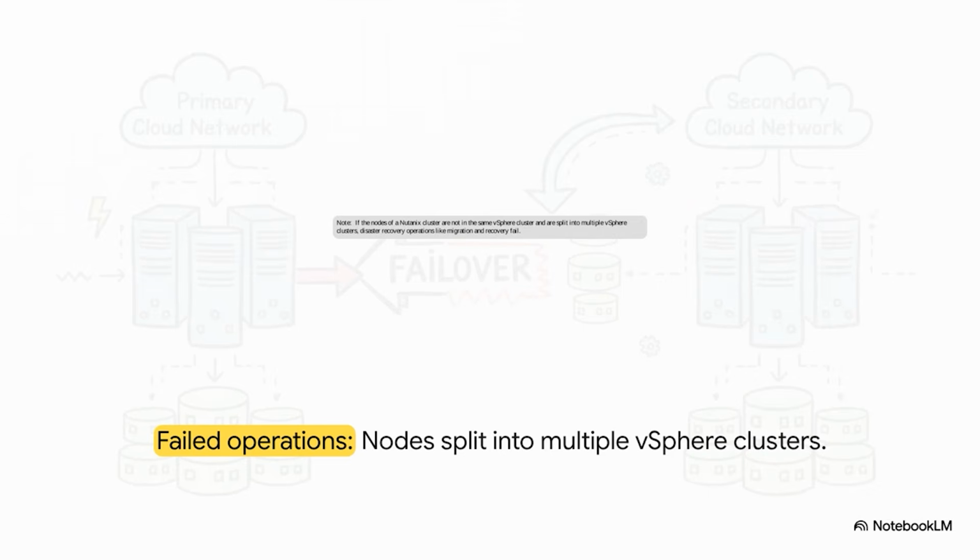There's one final edge case you need to be aware of. If you happen to be running ESXi instead of AHV, Nutanix data distribution inherently does not support mapping the nodes of a single Nutanix cluster to multiple split vSphere clusters. If your underlying ESXi nodes aren't perfectly aligned and situated in the exact same vSphere cluster, your disaster recovery operations, migrations, and recoveries will just fail out.